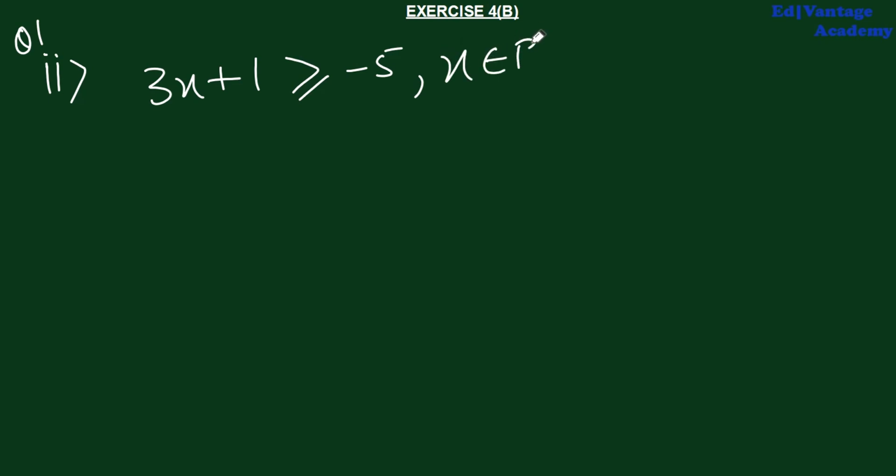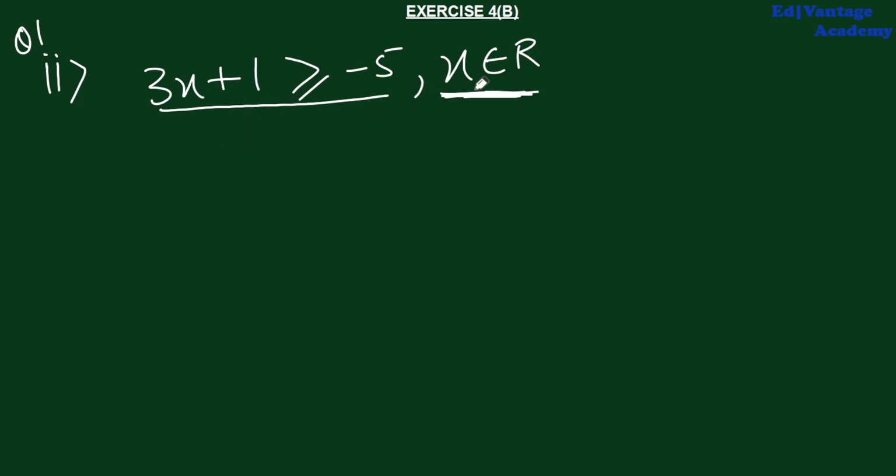Second question, number 1, second part. They have given 3x plus 1 is greater than or equal to -5. They said represent the following inequalities on the real number line, so we choose x belongs to real numbers. They'll give you a question and tell you x belongs to what? Natural, real, whole. Mostly in the second exercise they'll ask real numbers.